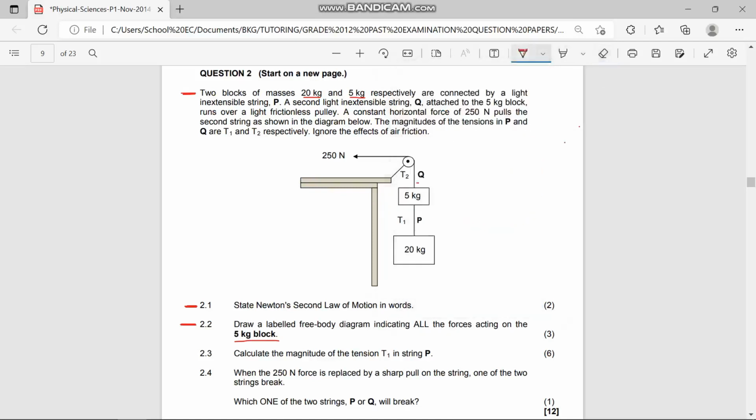We're going to be looking at our 5 kg block. What are the forces acting on this 5 kg block? You can see that there is a tension acting upwards, pulling the 5 kg block, and also another tension pulling this 5 kg block, which is T1. Again, there is gravity acting on it because it's moving vertically, meaning that the gravity is acting downwards. Let me erase that so that you can see clearly.